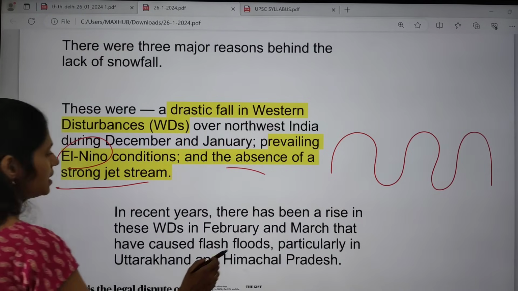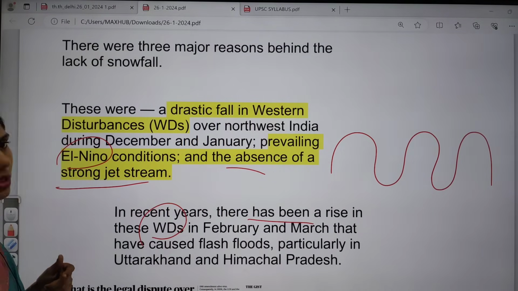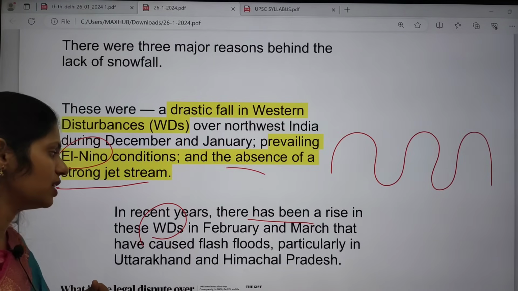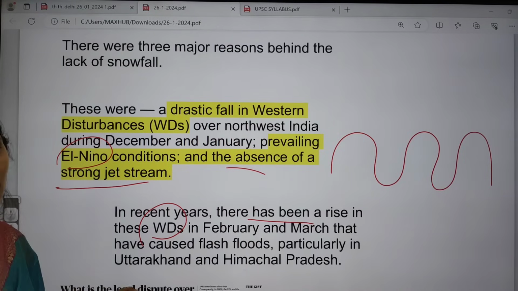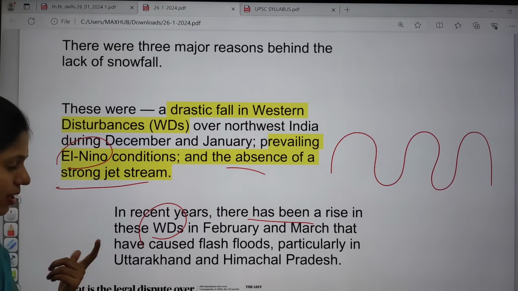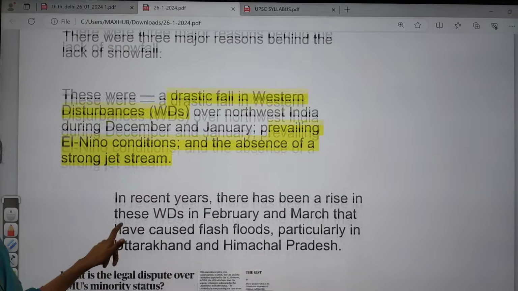And in recent years, there has been a rise in western disturbance in the months of February and March, which is causing flash floods, particularly in Uttarakhand and Himachal Pradesh. If it is in the month of January, it causes snowfall in Himachal Pradesh and Jammu and Kashmir, but it is becoming strong in the months of February and March. That is one important cause for the flash floods in this region.